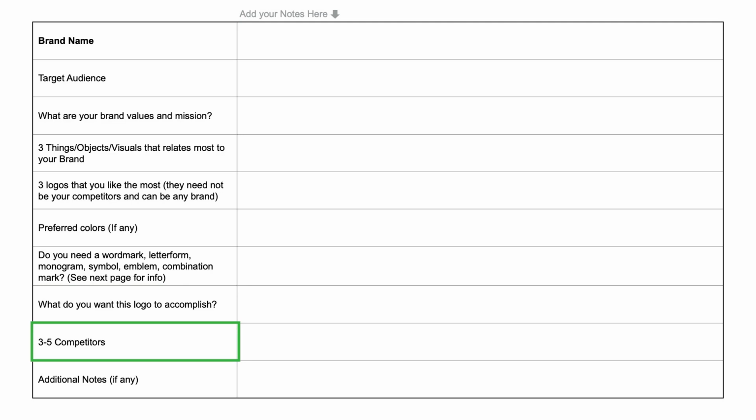Last but not the least, from our end, we should also check 3 to 5 competitors of their brand so that we can check what they are doing in their brand. And whenever we are creating a new brand, we want it to stand out. So the information about the competitors can really help us in understanding what we need to do and what we should avoid. Last but not the least, for the clients, in case they have any additional notes, they can add it over here.